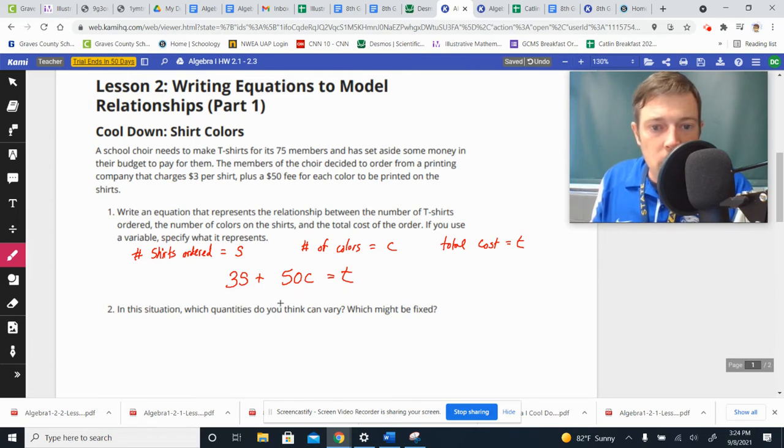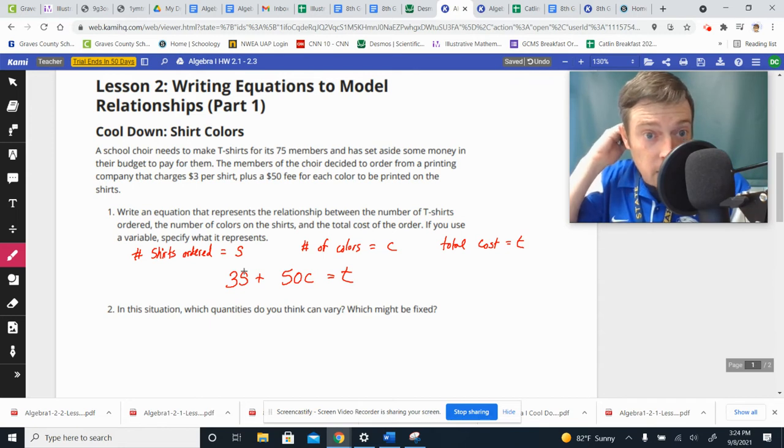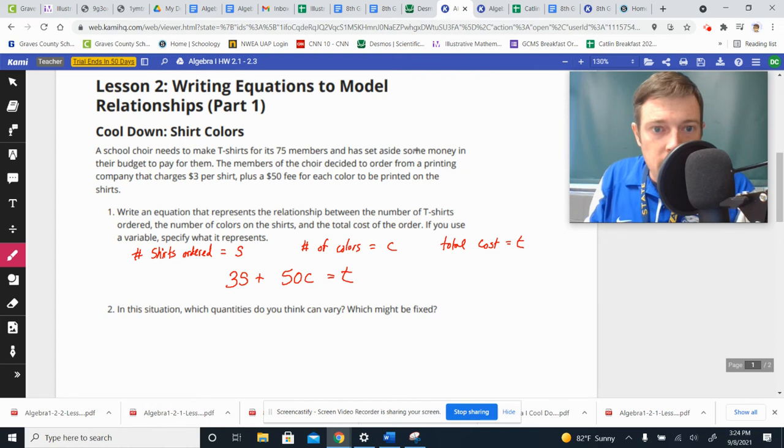S is how many shirts I ordered. C is the number of colors on the shirt, and T is the cost. The 75 could possibly be the number that I order, but I also might order extra, or I might not order more because there might be some people in the choir that don't end up getting any, or we want to get some for parents and we order more. So that 75 is kind of a tricky number that could vary, which is kind of what number 2 is about. Which quantities do you think can vary?